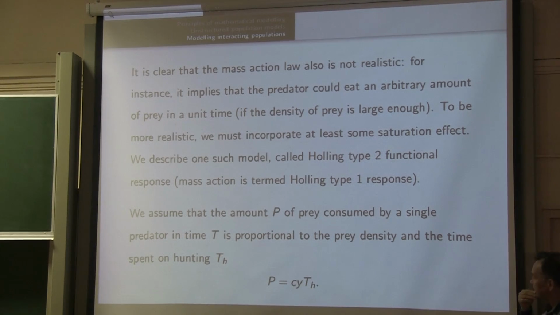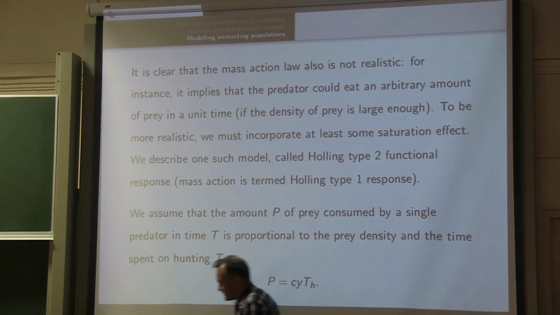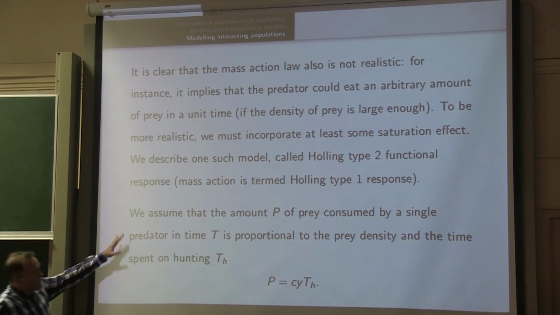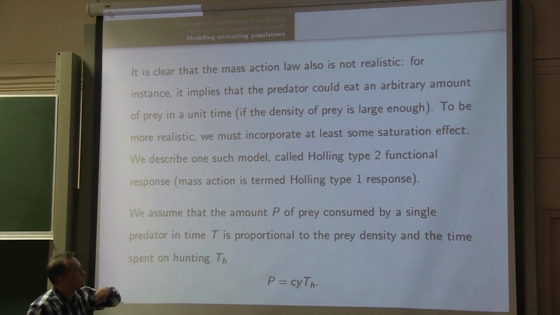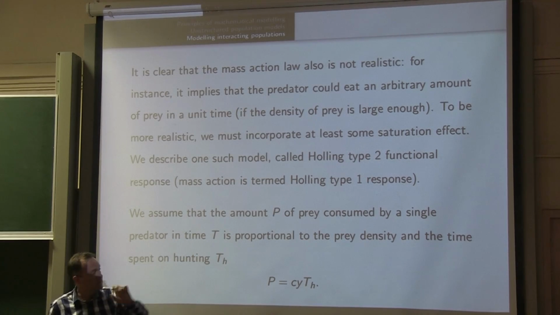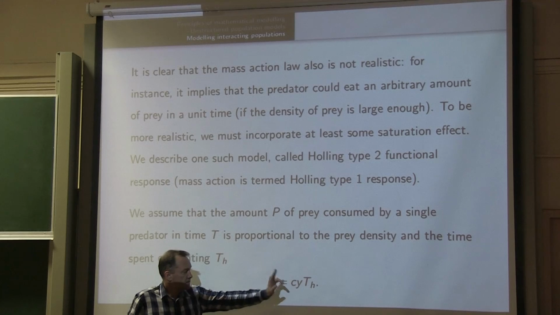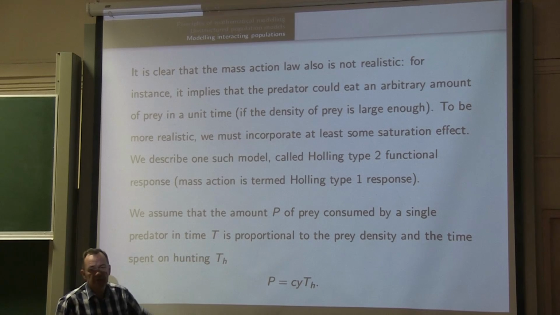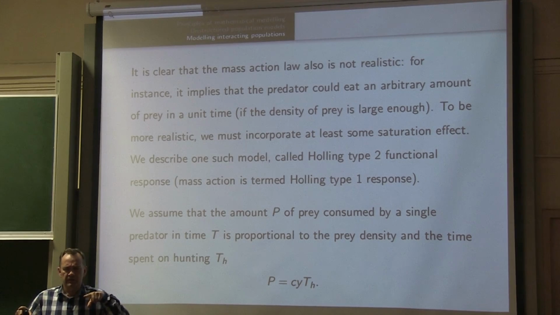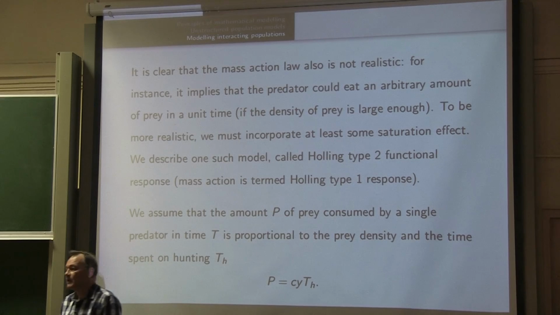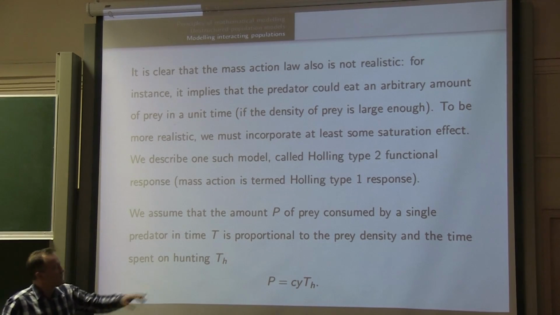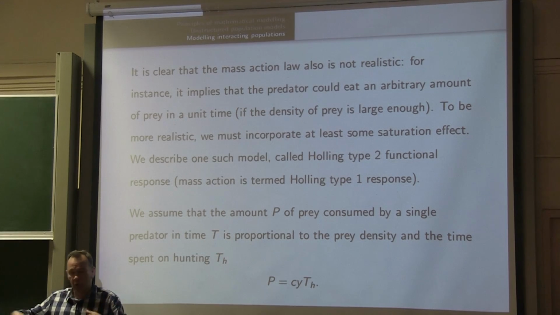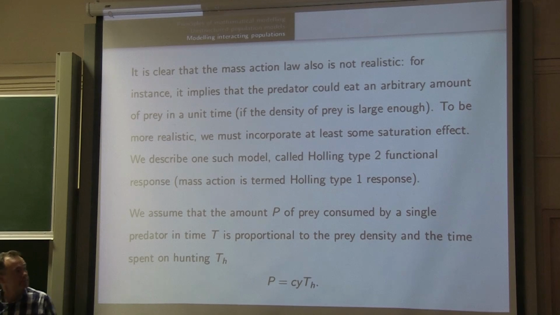And C is, of course, as usual, a proportionality constant. So this is the amount of prey consumed by a single predator in time T. So it is essentially C times, sorry, let me see, time spent on hunting. Sorry, I said handling or hunting. So this TH is hunting time. So I have an effective hunting time, which is usually smaller than time T over which I observe the system.